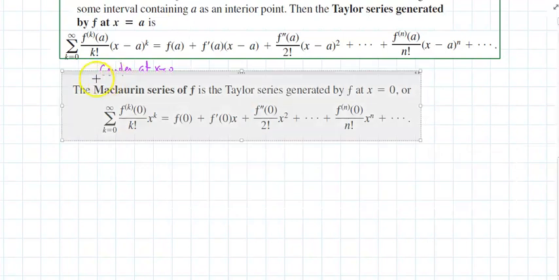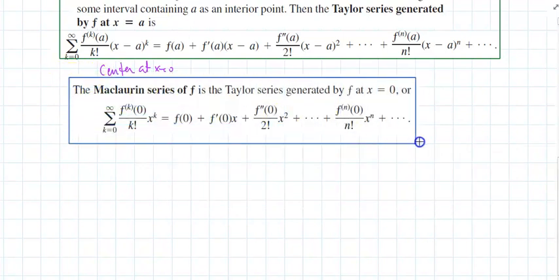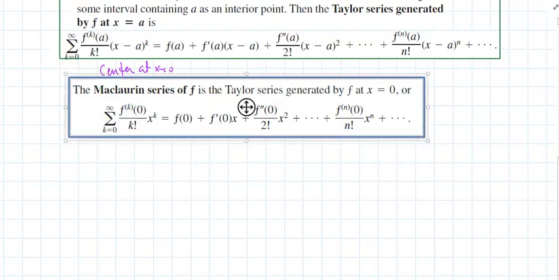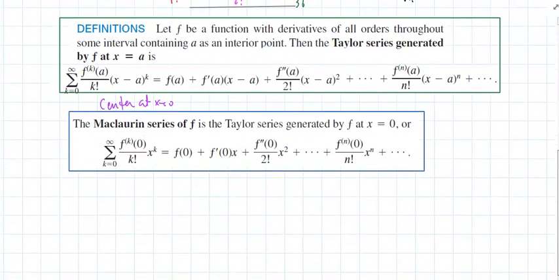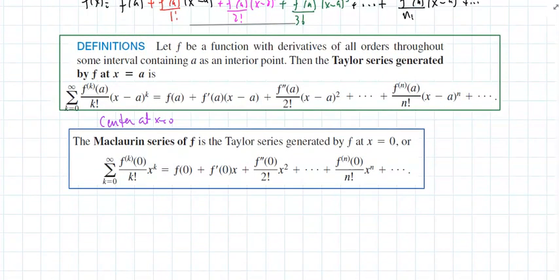This might look like a lot of work, but guess what? This is it. And it's a bit simpler than you think. When they say find the Maclaurin series, they're saying center it at 0. And when they say find the Taylor series, they're saying center it at a.